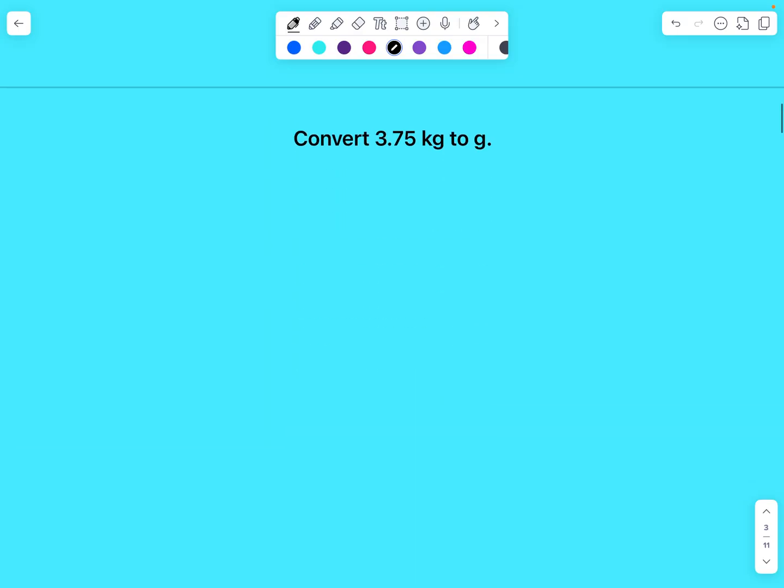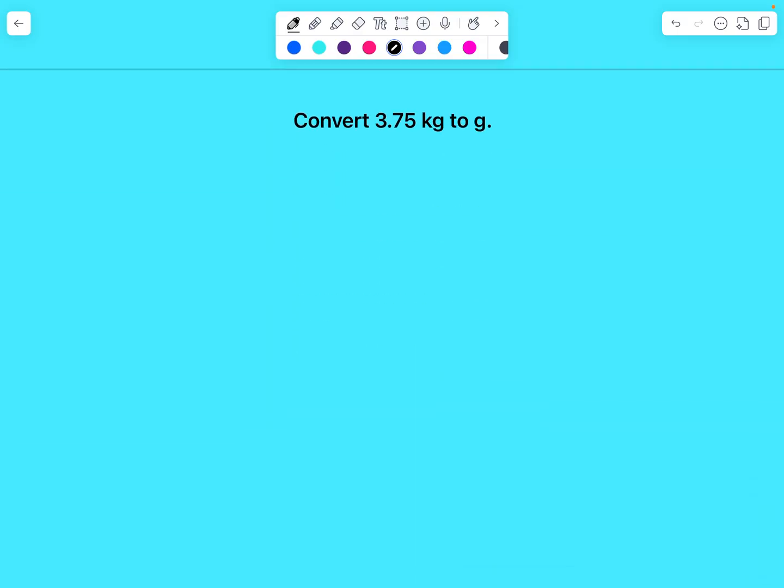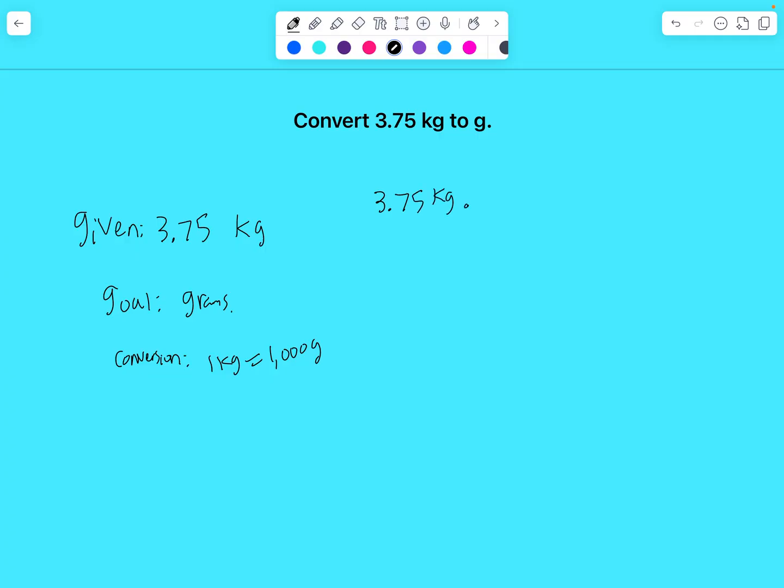Okay, let's look at this problem. Convert 3.75 kilograms to grams. All right, so what is the given? The given is 3.75 kilograms. The goal is to get grams. And the conversion, I'm going to show you another way of doing this, but the conversion is 1 kilogram equals 1,000 grams. So I have 3.75 kilograms, and I'm trying to get to grams.